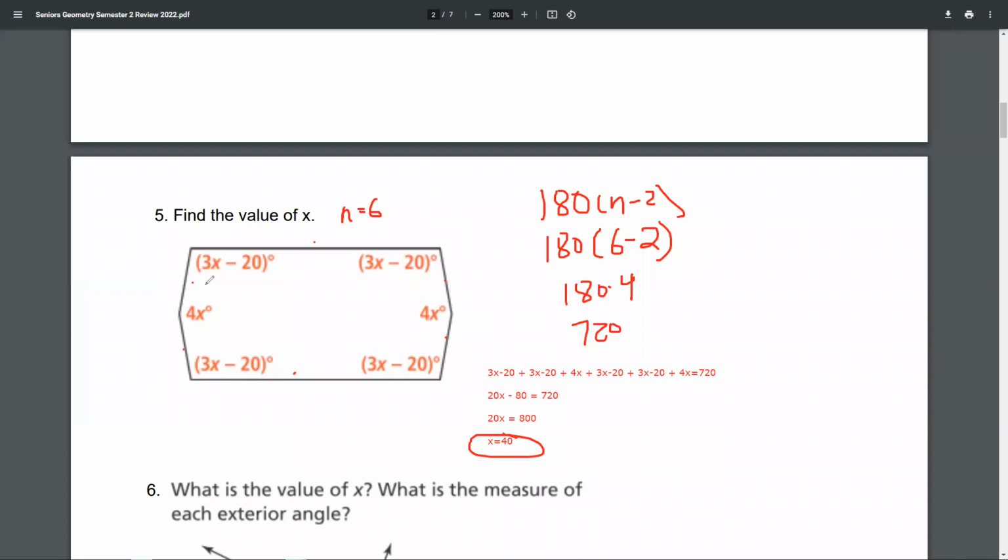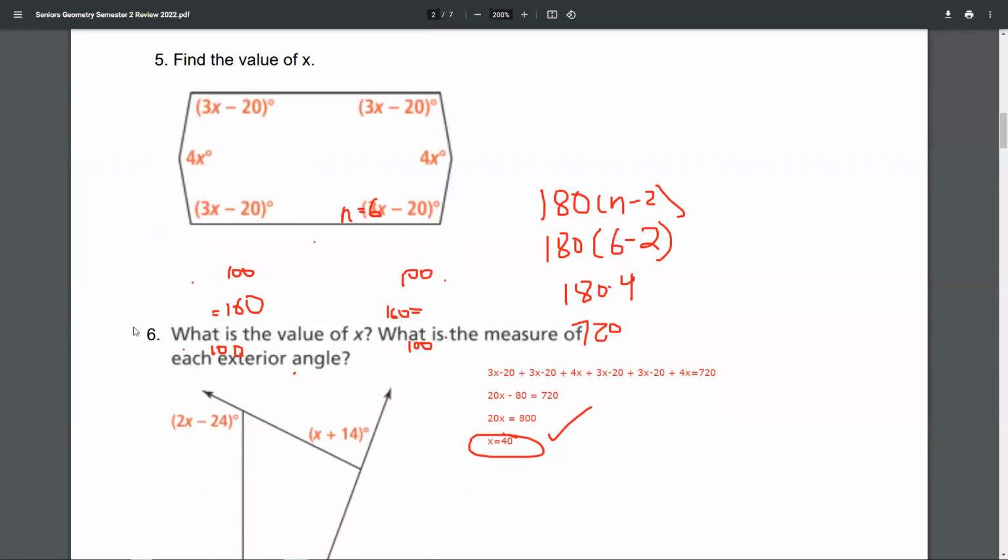If you want to check your answer, you can plug it back in. So 4 times 40 is going to be 160. So those angles are 160. 3 times 40 is 120. So that's 120 minus 20 gives you 100. 100, 100, and 100. That's 400, 500, 660, 720. So we know we got the answer right. Okay, they all add up to 720 degrees.